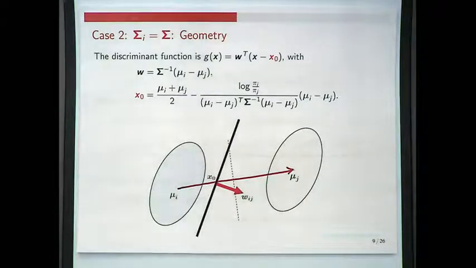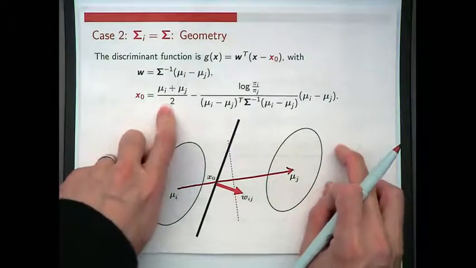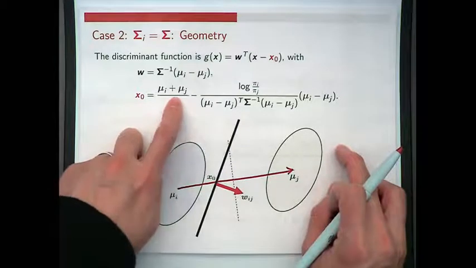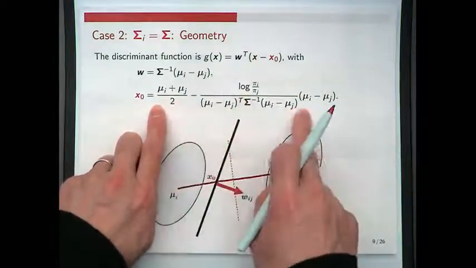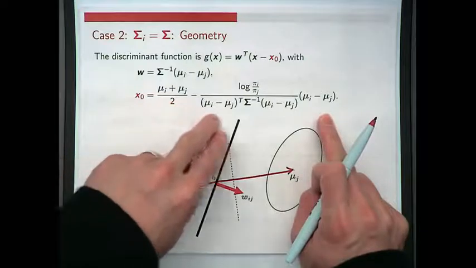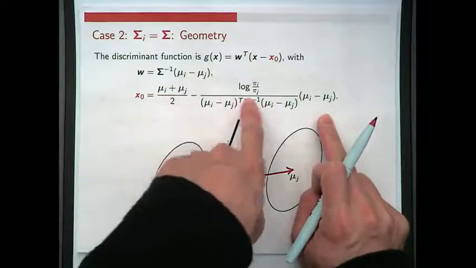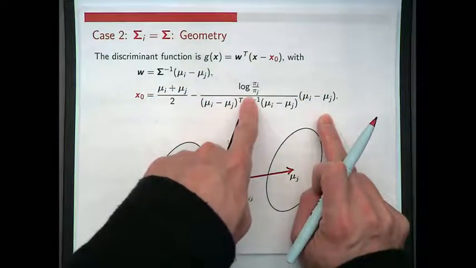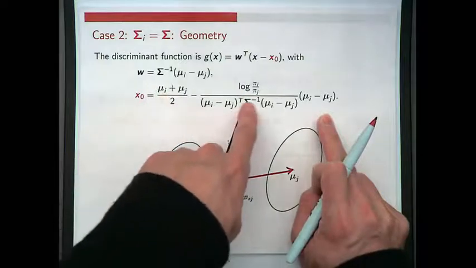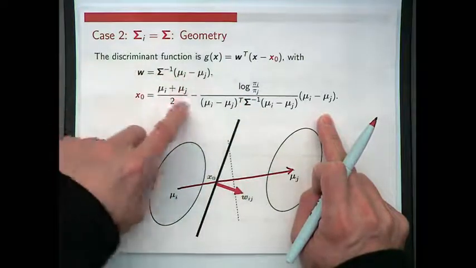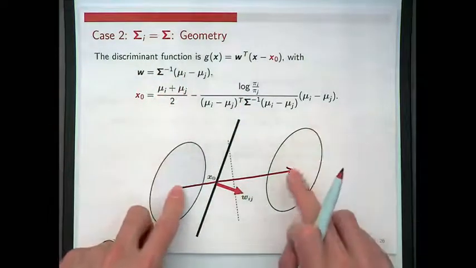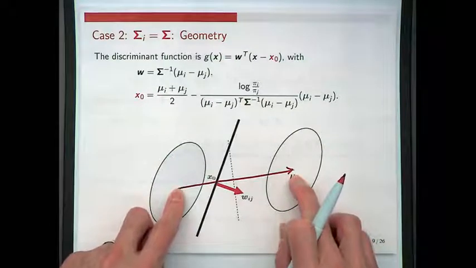That is the geometry. Now, the offset x_0, you can see that it also contains two terms. Previously, we have this equation with sigma equal to identity, but now you have a sigma here. But if you look at the first term, it's still the midpoint between the two centers.